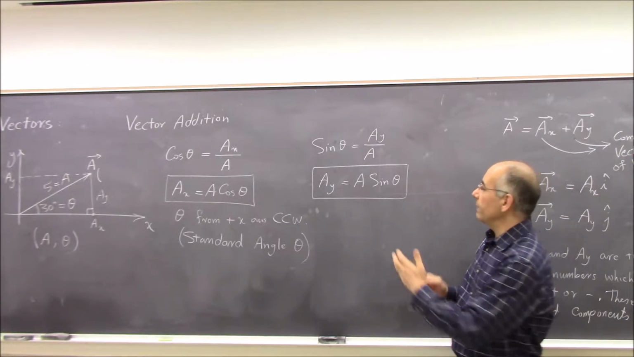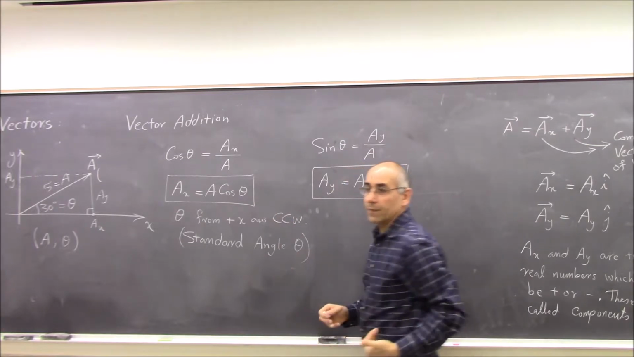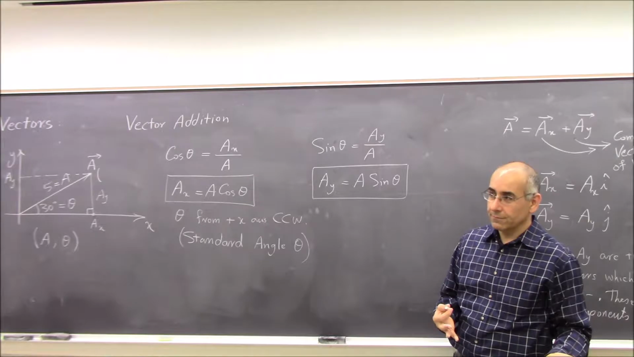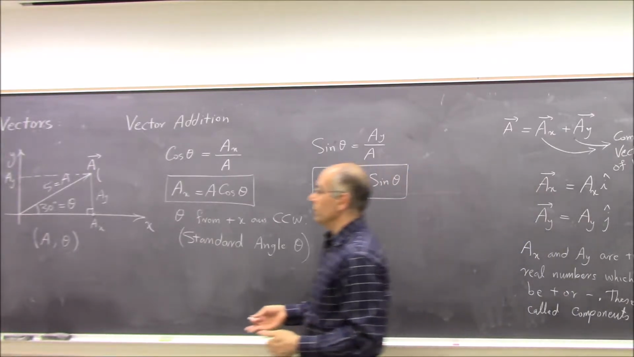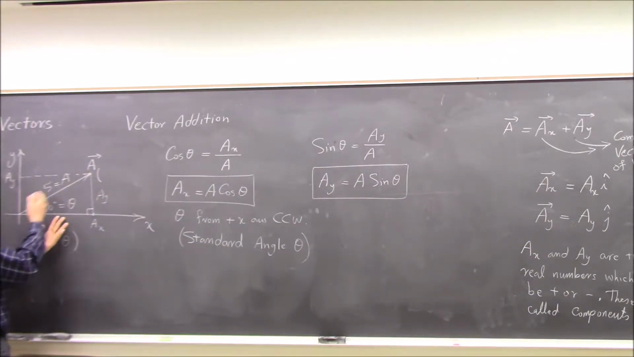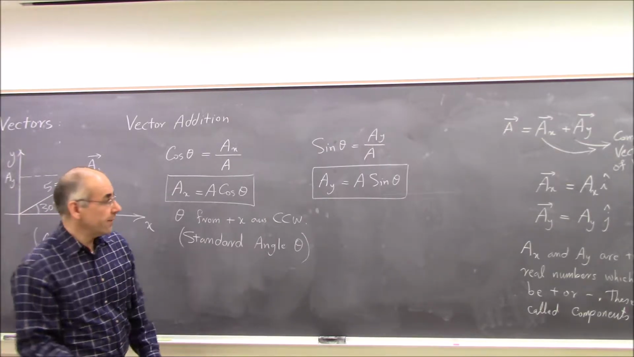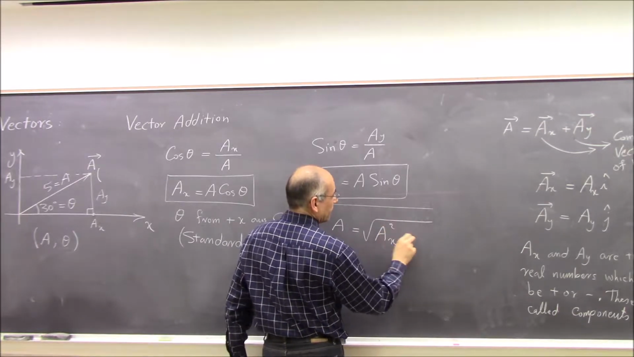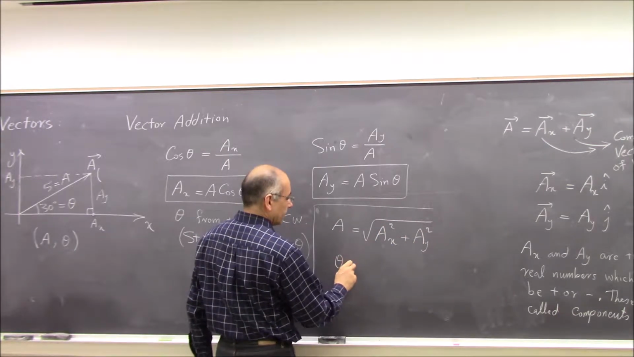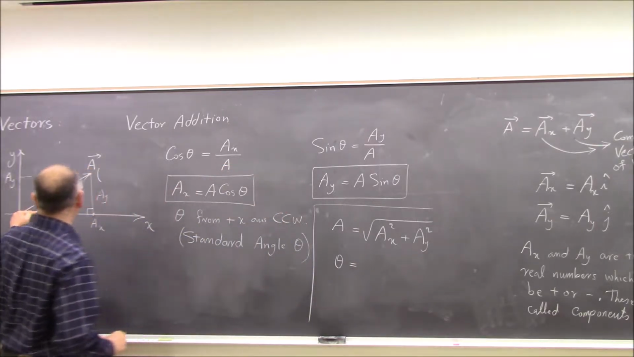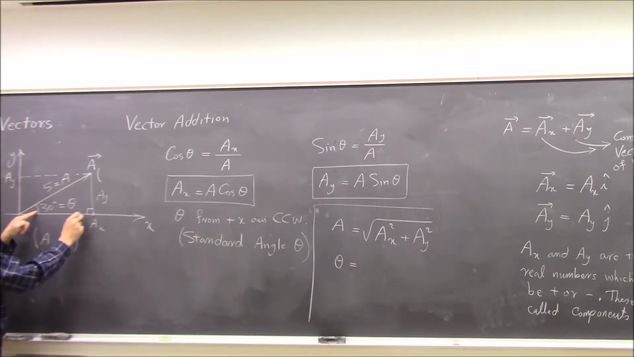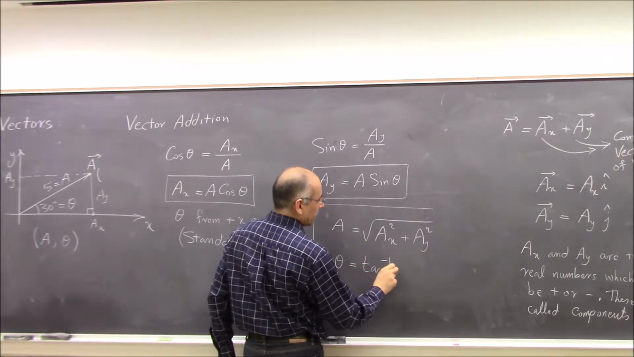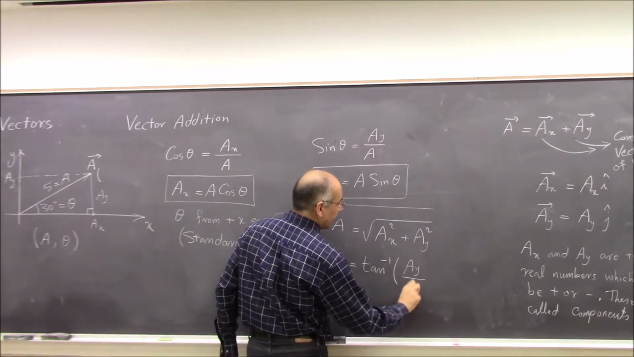Okay, this is when you have magnitude and direction and you want to find components. But if you have components and you want to find magnitude and direction, you do the opposite way. Suppose you have AX and AY. From the Pythagorean theorem, the magnitude is the square root of AX squared plus AY squared. For theta, because tangent of theta is opposite over adjacent, which is AY over AX, theta will be tan inverse of AY over AX.